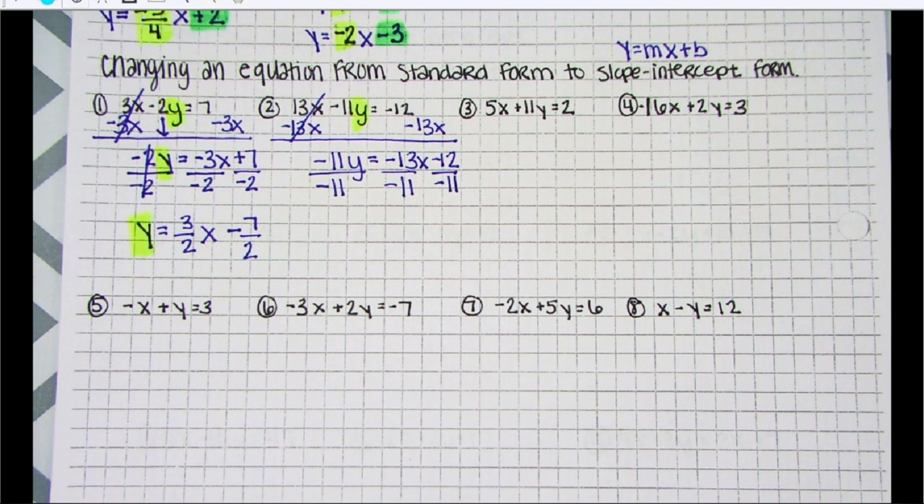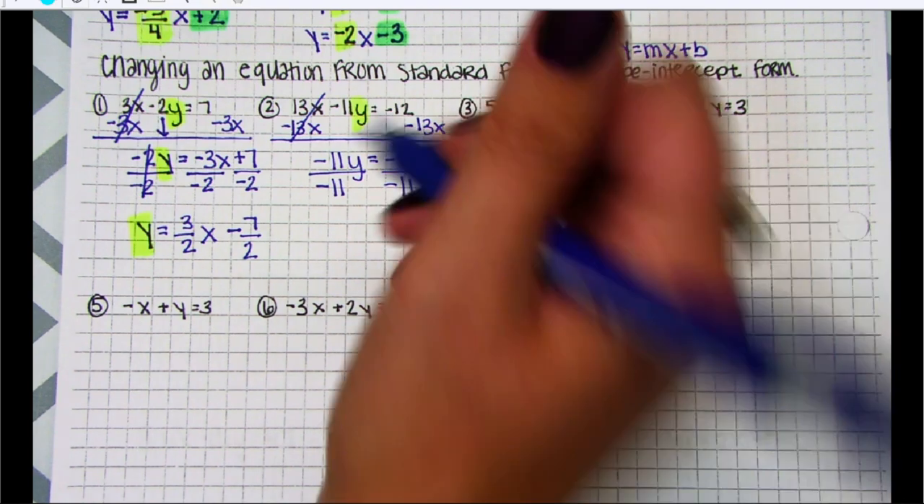So what is minus 11? Would you put negative 12? Yeah, we're dividing by negative 11 because it's multiplying to y. So to undo the multiply, you can divide. Okay, so we're going to divide here.